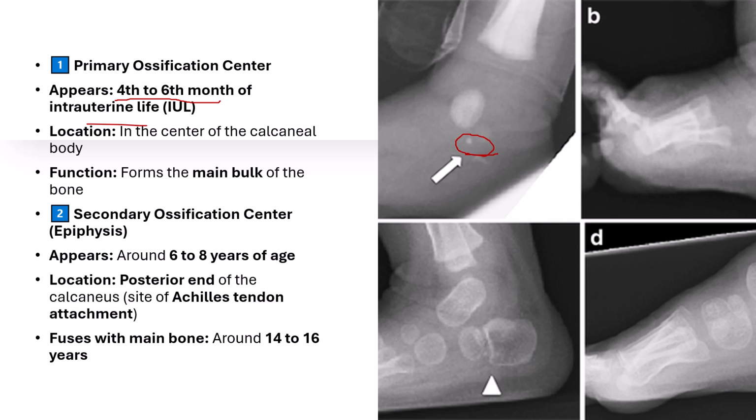The secondary ossification center appears around 6 to 8 years of age, at the posterior end of the calcaneus, the site of the Achilles tendon attachment. It fuses with the main bone around 14 to 16 years of age.